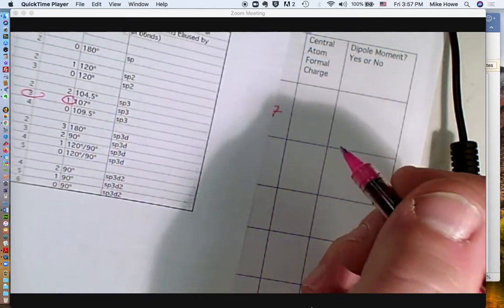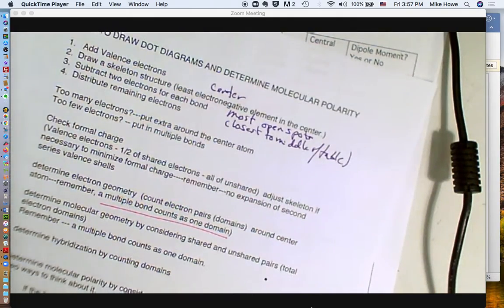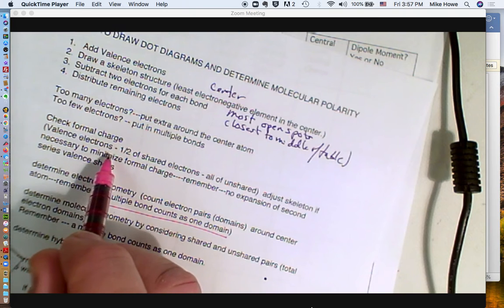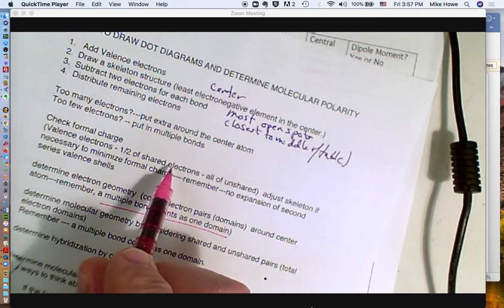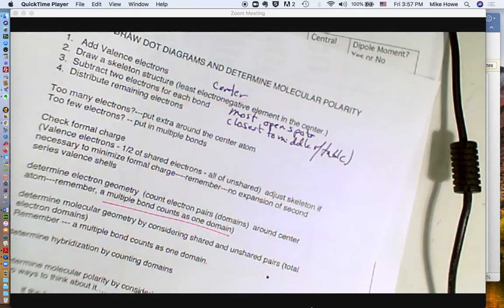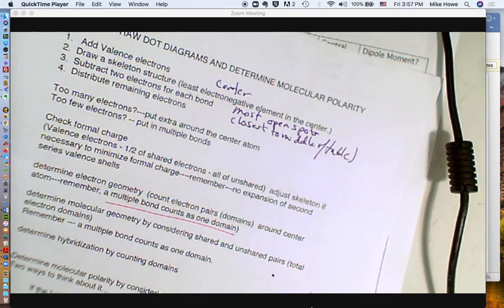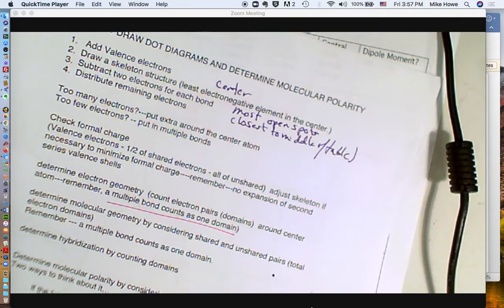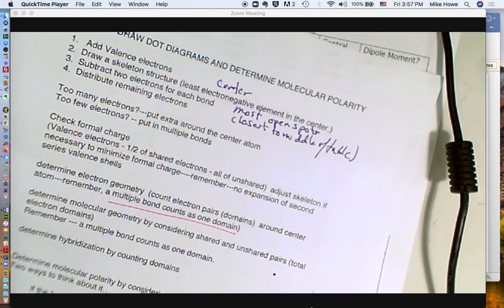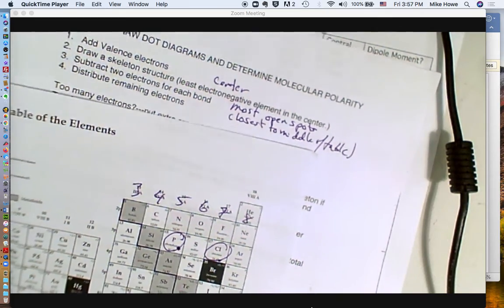Now the formal charge, we'll go back and look at that instruction. So formal charge, you have the valence electrons minus 1/2 of the shared electrons minus all of the unshared. And it tells us here to adjust the skeleton if necessary to minimize the formal charge. And you can't expand an octet for second series valence shell, which means that you would never see more than 8 electrons for any of the elements in the second series. But the third series, you sometimes do expand the octet.